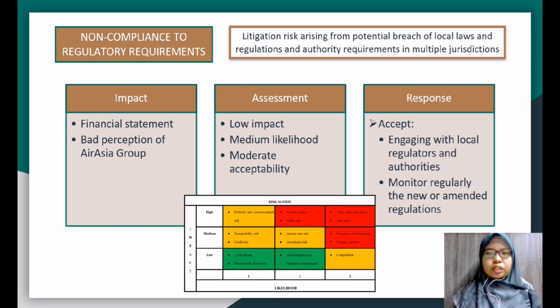I will continue the presentation with the next risk, which is non-compliance to regulatory requirements. This risk is about litigation risk arising from potential breach of local laws and regulations and authority requirements in multiple jurisdictions. This risk will give impact on its financial statement, and it may also create a bad perception of AirAsia Group from the view of investors, creditors, employees, or the general public. Based on the risk matrix, the risk assessment is low impact, medium likelihood, and moderate acceptability. The risk response is accepting the risk by engaging with local regulators and authorities, and also regularly monitoring new or amended regulations.